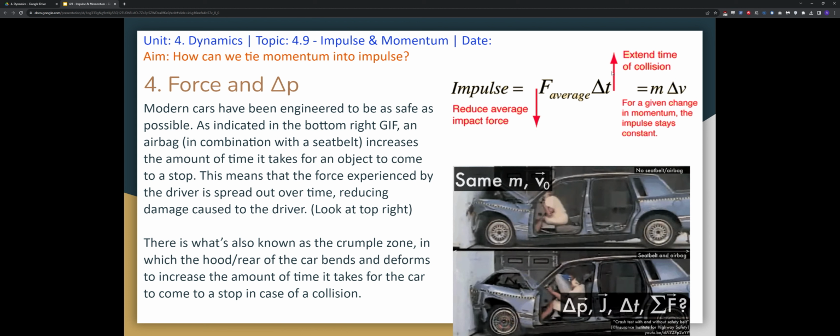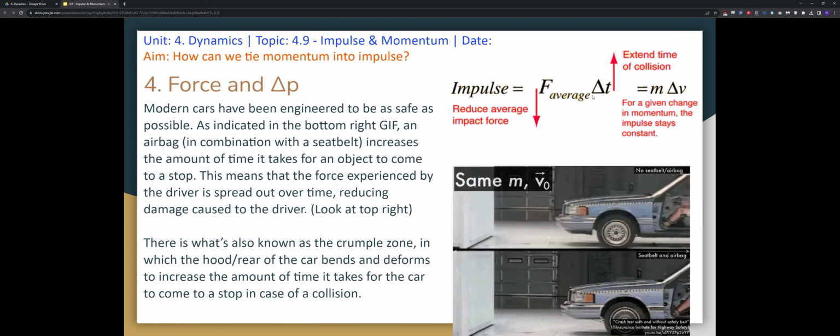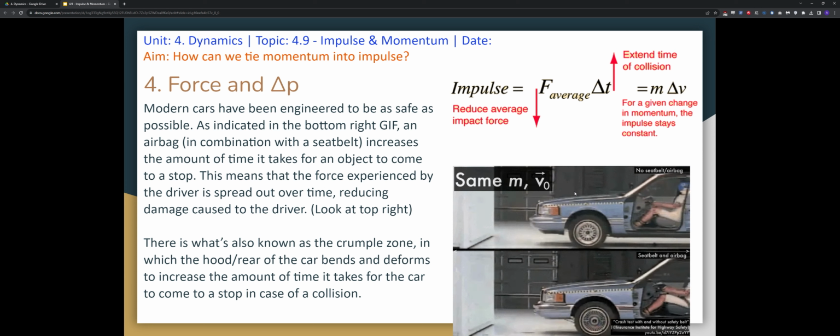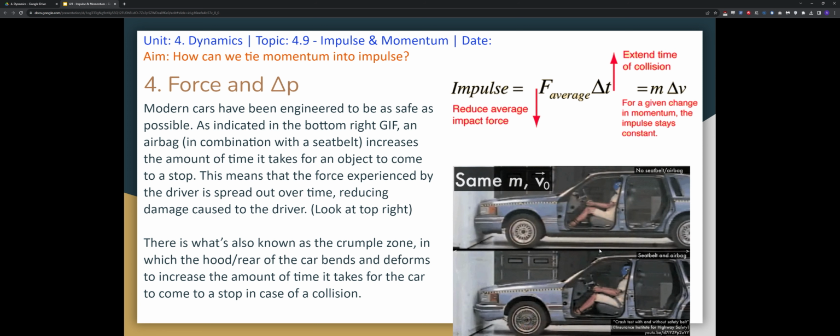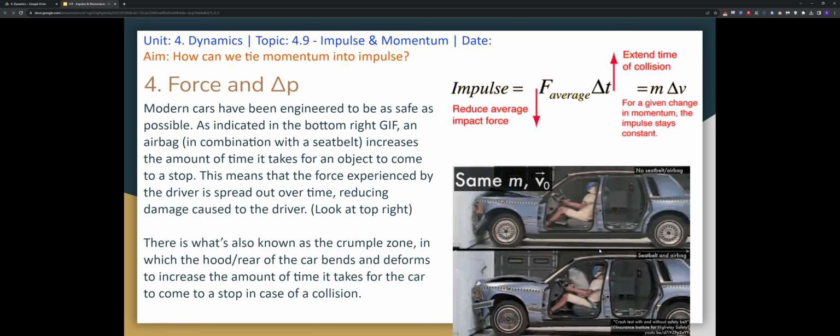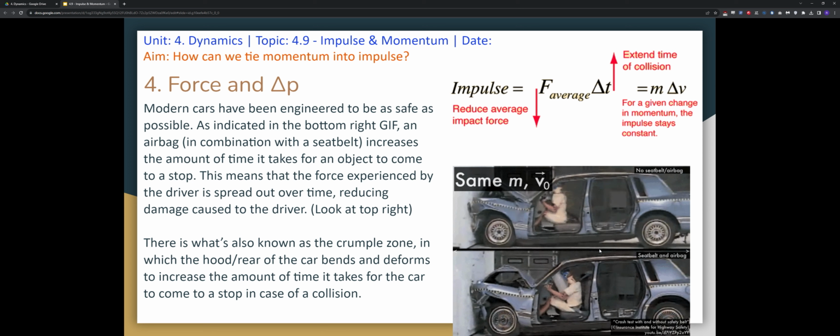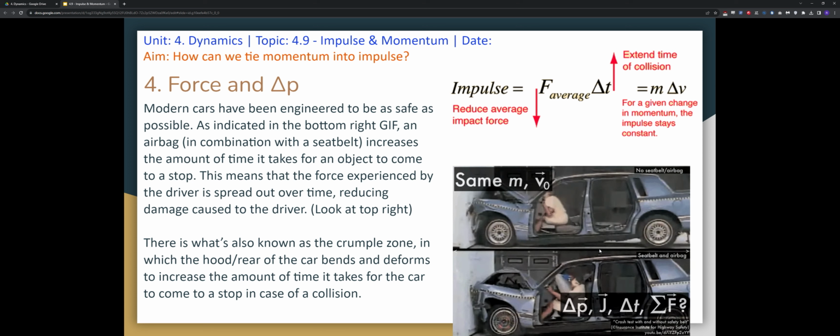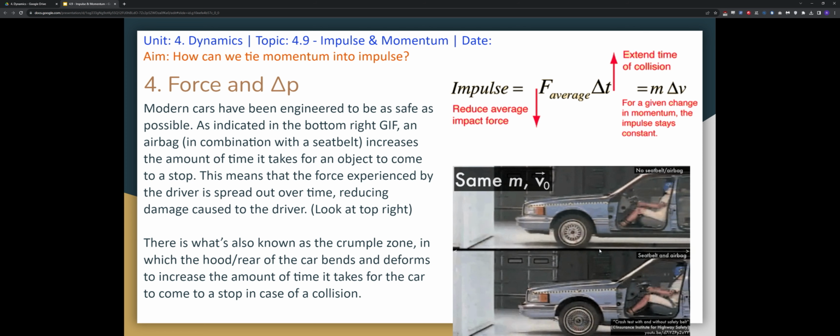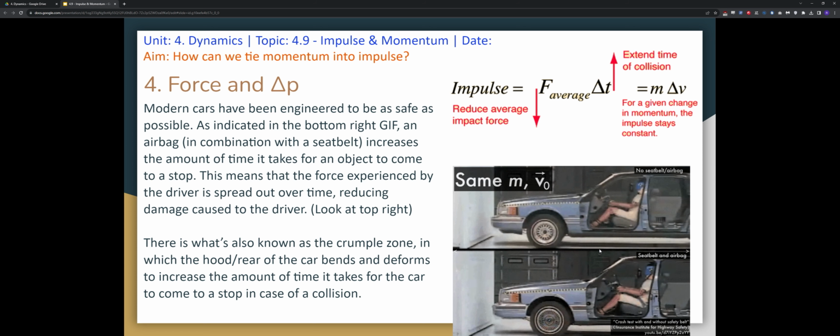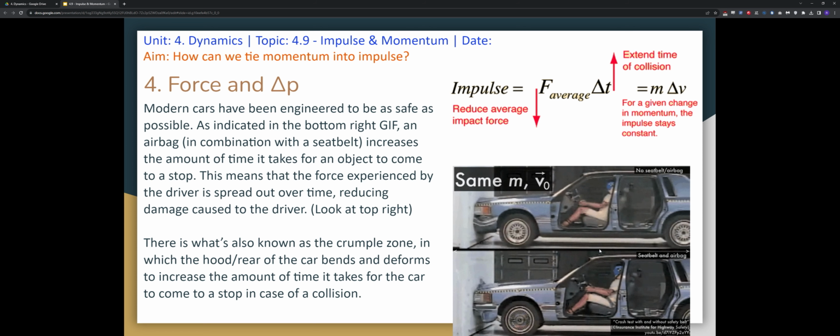Let's take a look at this formula again, now that you see the pieces, and let's compare a situation in a car. Cars are designed for your safety. For example, airbags. Airbags are a really good example of this formula, because what an airbag does is it increases the time for you to come to a stop.